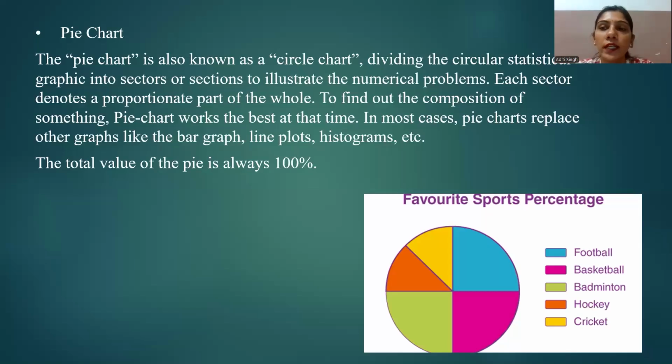It always contains different segments and sectors, in which each segment and sector of a pie chart forms a specific portion of the total percentage. So the sum of all the data is equal to 360 degrees. The total value of a pie will always be 100%, as I've also told earlier.